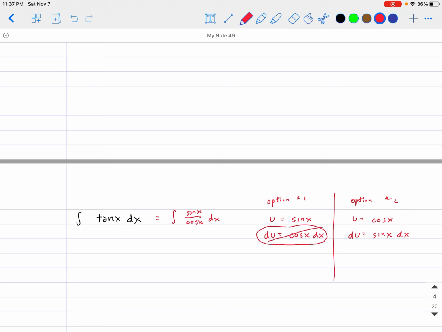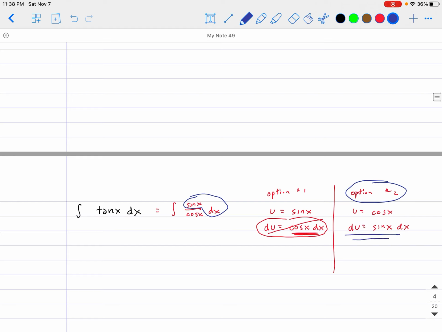That unfortunately is not viable because we don't have cosine of x times dx over here. Rather, we have sine of x times dx over here. So what that tells me is option number 2 is probably the way to go. If you ever have to choose between the numerator and the denominator as an inner function, I think the denominator is probably the best choice. Okay, so that's going to be my option right there.